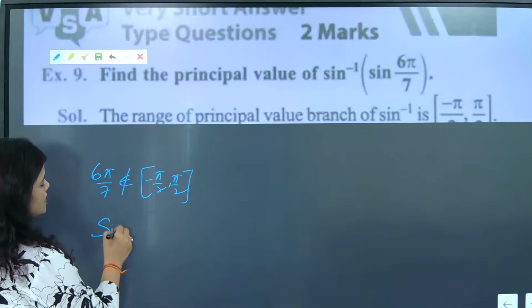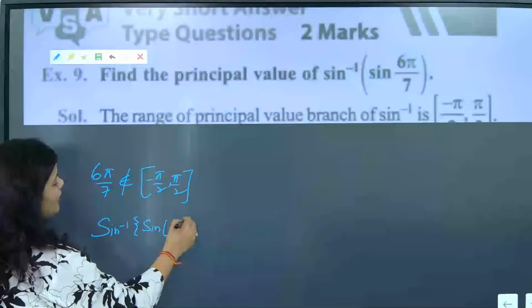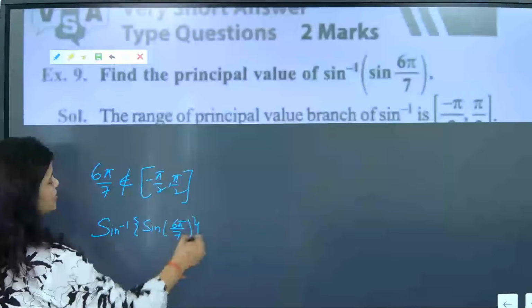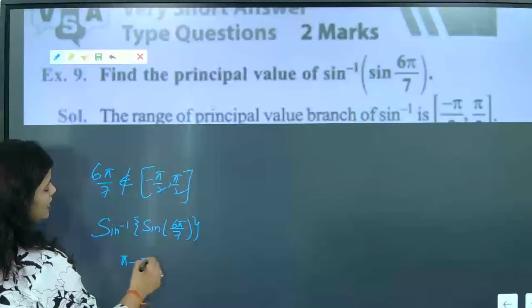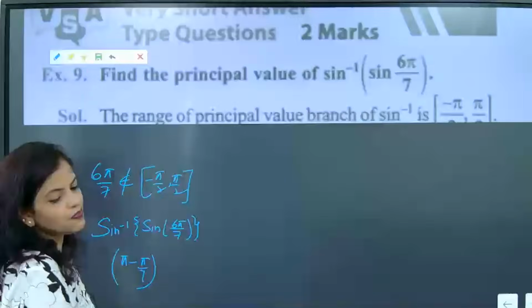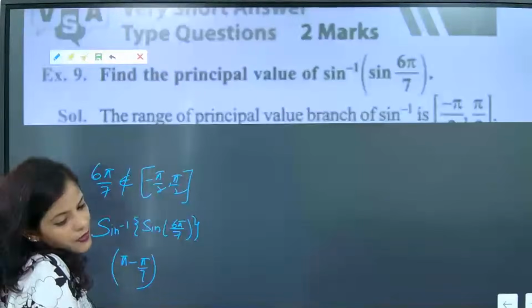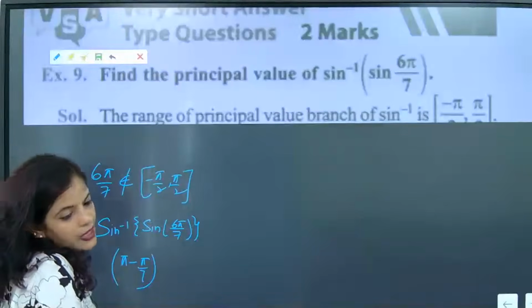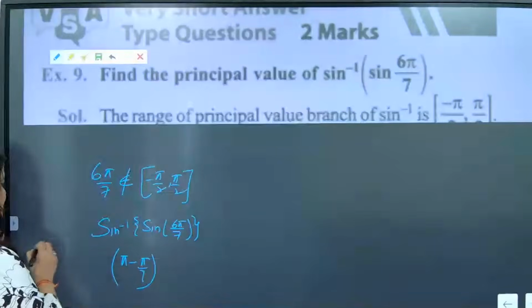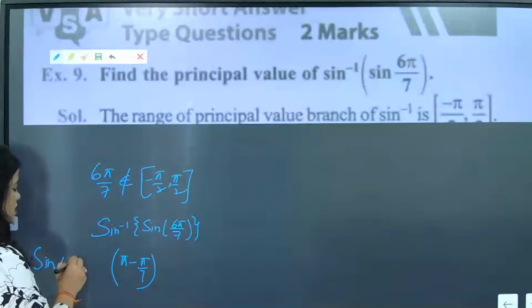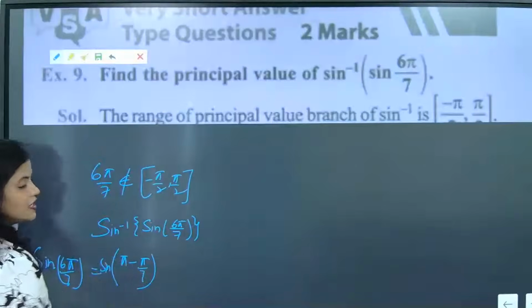So what we will do? This question is sin inverse of sin 6π/7. So the first work is, π minus π/7 is nothing but 6π/7. Okay, π minus π/7 is 6π/7. So instead of writing sin 6π/7, I wrote sin(π minus π/7).